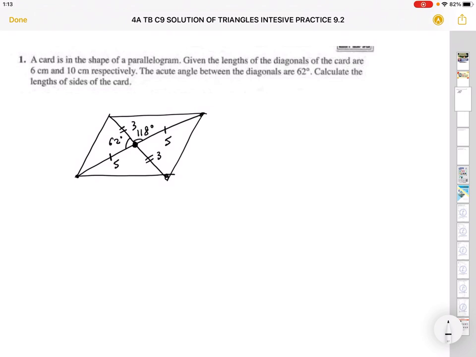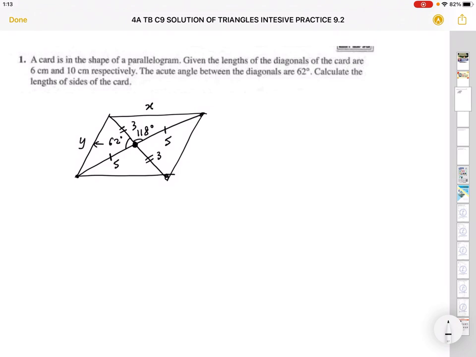Okay, so here we are finding the length of two sides. Maybe we can call this x, the length is x, and the other side is y. You're supposed to calculate the length of both sides. Maybe I start with y. y is opposite to the 62 degree angle.